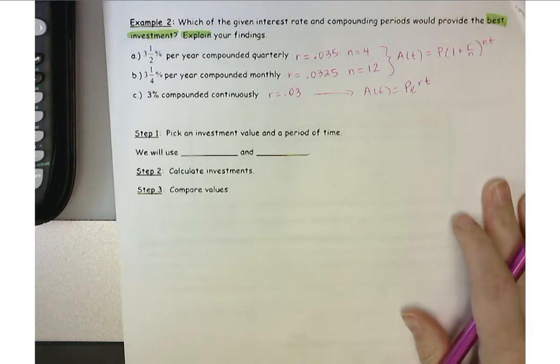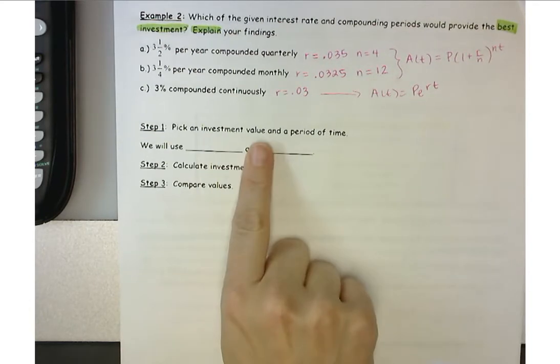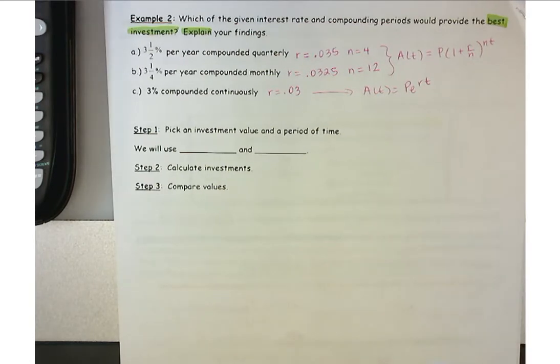If you're comparing these, it doesn't matter what your initial value is, as long as it is the same when you're comparing. Same thing for time. So you can pick whatever investment value you want and whatever period of time that you want. As long as you keep it consistent for all of them, you're going to get the same result. Obviously, depending on what you invest and your time, the differences between them is going to fluctuate. But we can use $100 if we want.